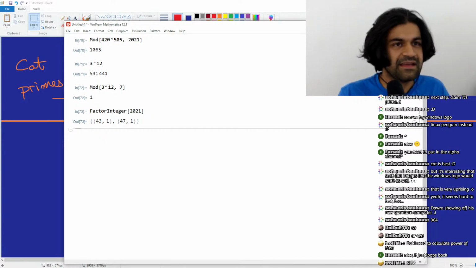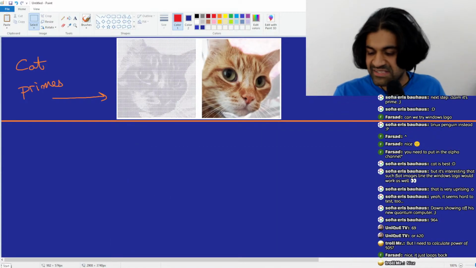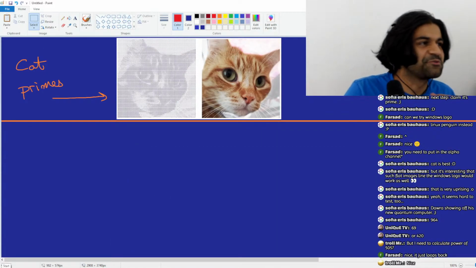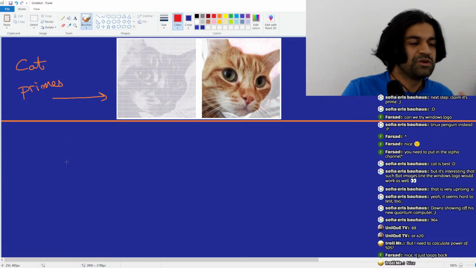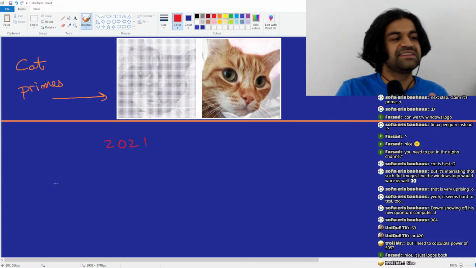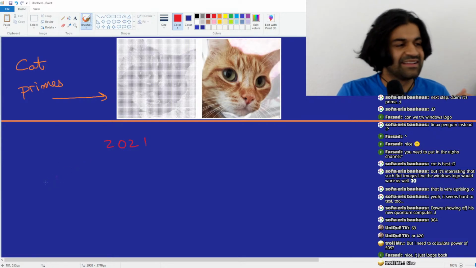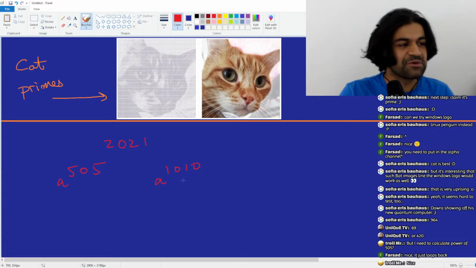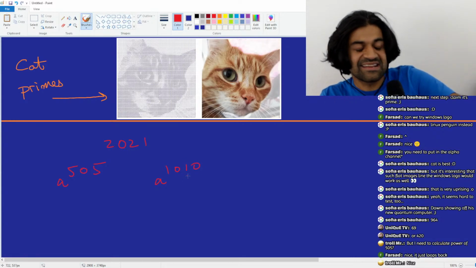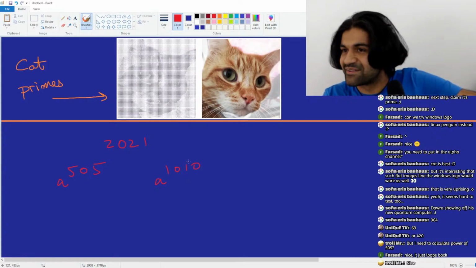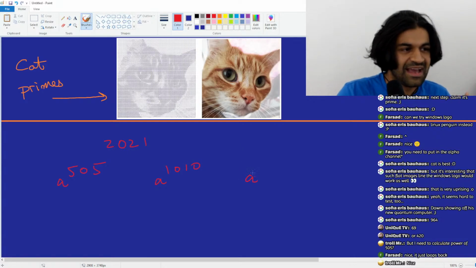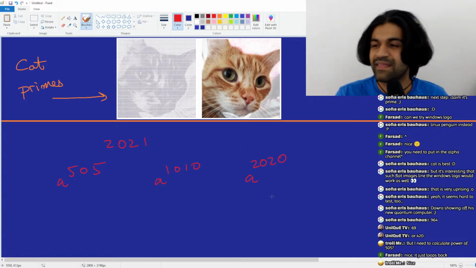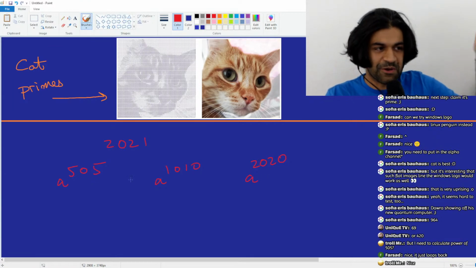Okay. I'm going to say something else about this Miller-Rabin test. So for example, if you want to test if 2021 is prime, you pick a random number A, and then you do A to the 505, right? A to the 1010. By the way, A to the 1010 is just A to the 505 squared, right? So that one's not too hard to compute. And then you would do A to the 2020, okay? And you see if you have trouble over here.